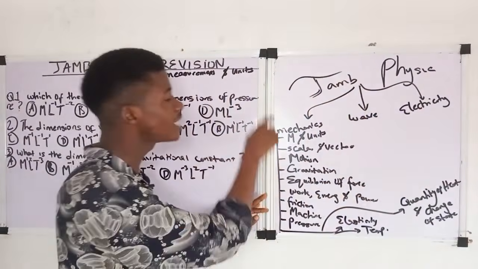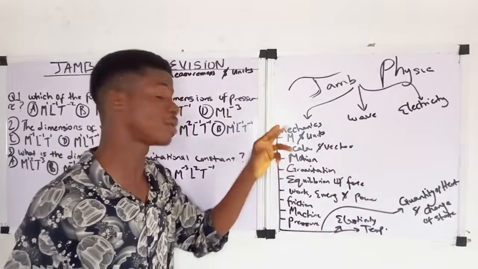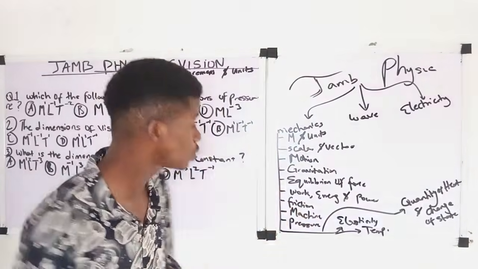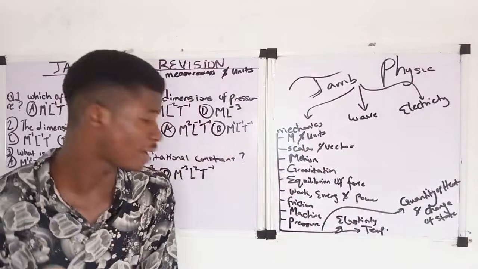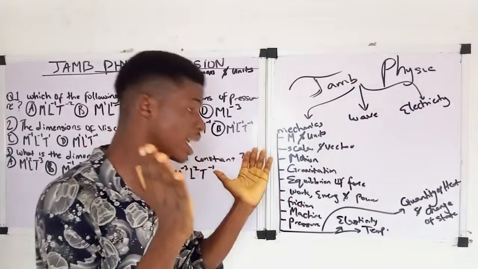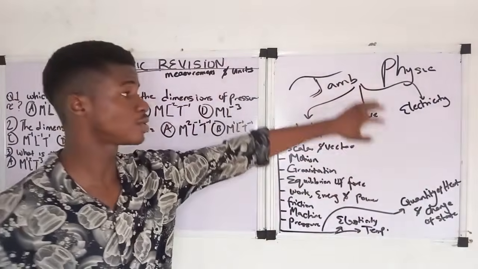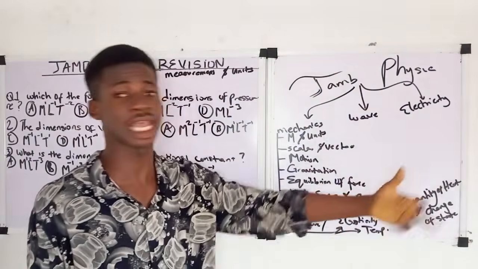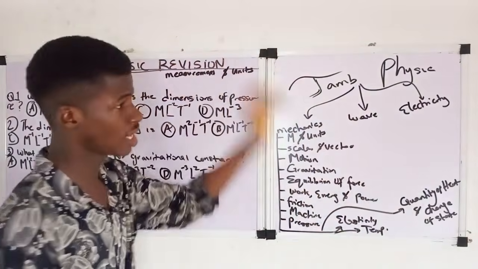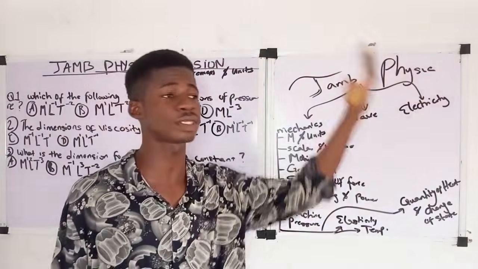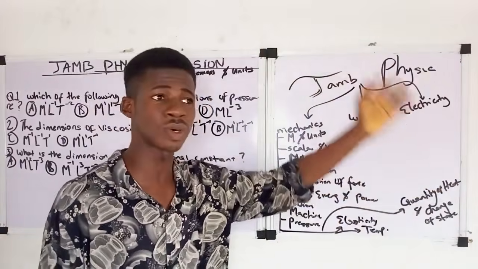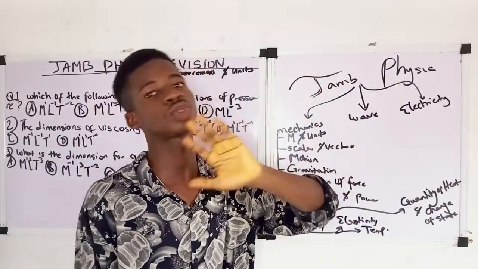Now let's continue. These are the topics under mechanics: measurement and units, scalar and vector, motion, gravitation, equilibrium of forces, work, energy and power, friction, machines, pressure, elasticity, temperature, and so on. Under waves, we have topics like sound waves, light waves, refraction, reflection, and so on. Then under electricity, we have topics like electrostatics, capacitor, resistor, current electricity, semiconductor, and so on.